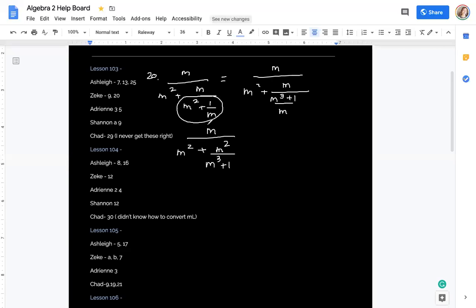Now I'm going to take everything times the denominator of this denominator. So in the numerator, we're going to get m times (m cubed plus 1). I'm going to multiply everything by this m cubed plus 1. Now I'm going to take m squared times (m cubed plus 1), and we're going to get m squared here. Distribute everything through. M to the 4th.